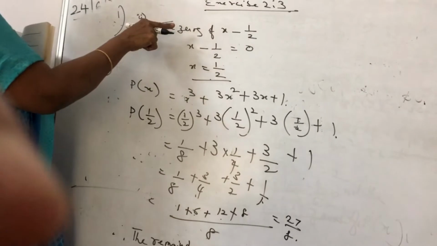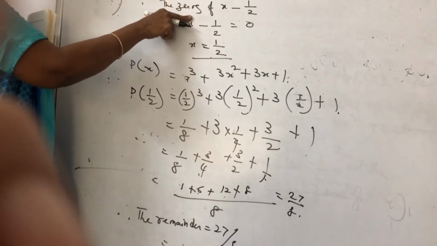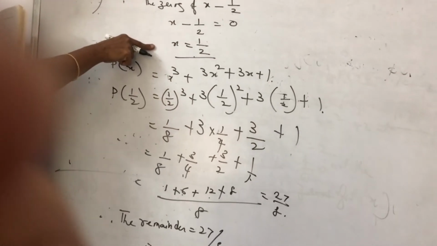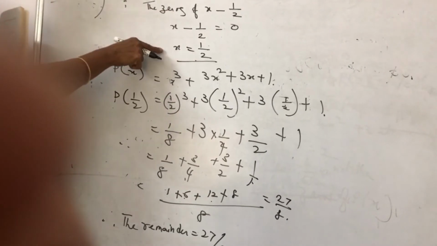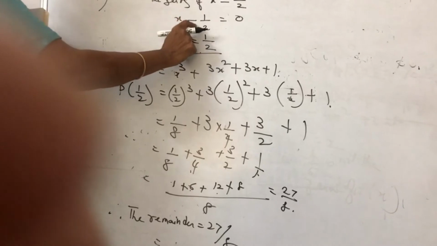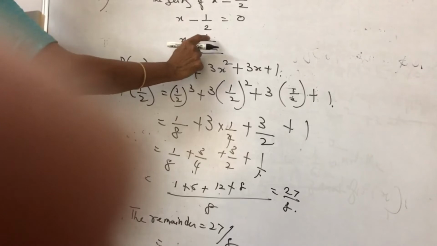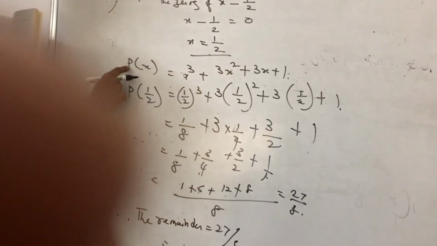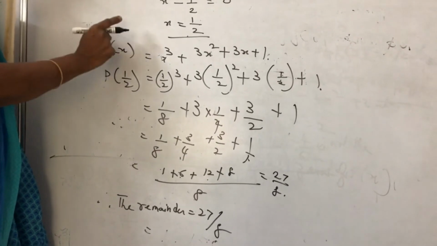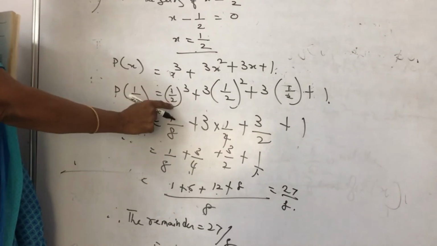You are given the polynomial and the divisor. Follow the method, children. You have the divisor. Find the zeros of the divisor. What is the meaning of the word zeros, children? Your divisor equal to 0. X minus 1 by 2 equal to 0. X is equal to 1 by 2. You have the polynomial. Your polynomial is the dividend. In this dividend, substitute your x value 1 by 2 and evaluate, girls.